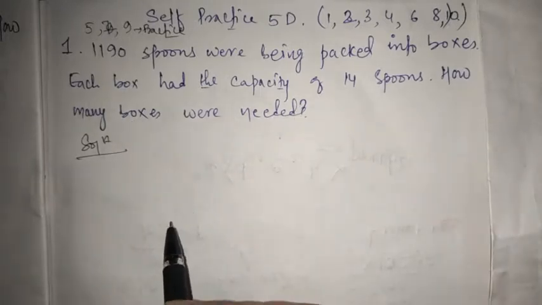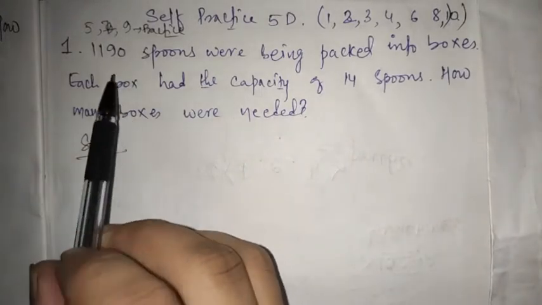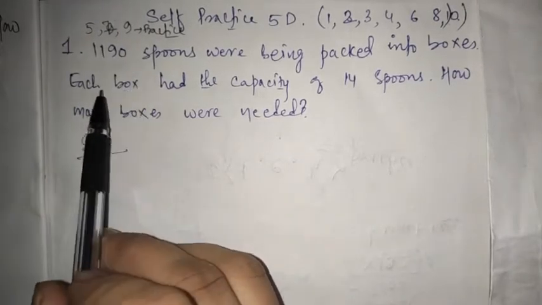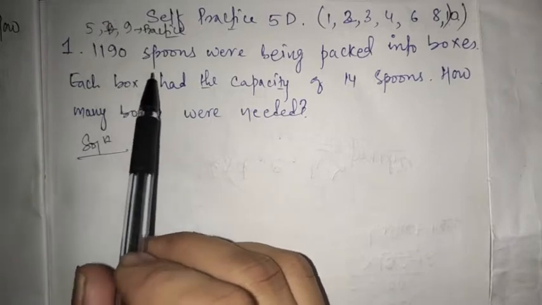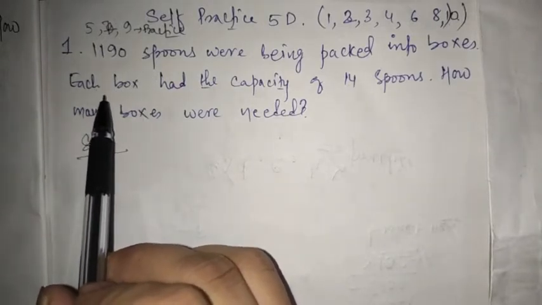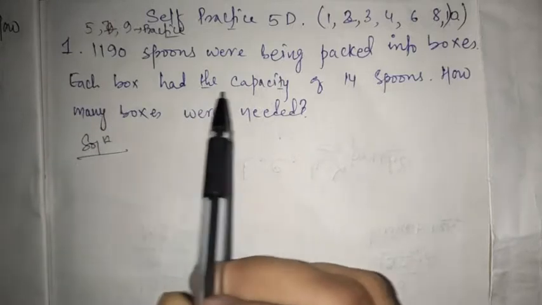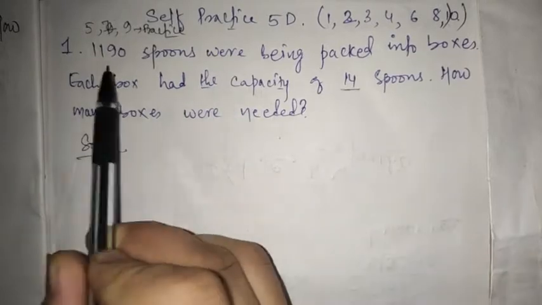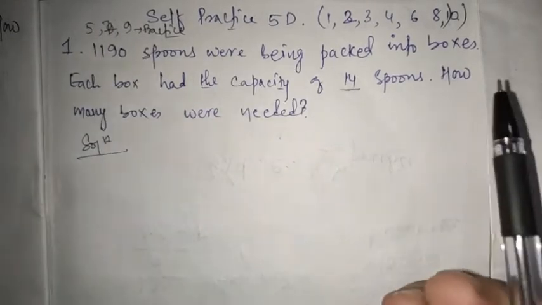So what is the total number of spoons? That is 1190. What is the capacity of the box? One box is 14 spoons. How many boxes are there? So this should be divided, simple.